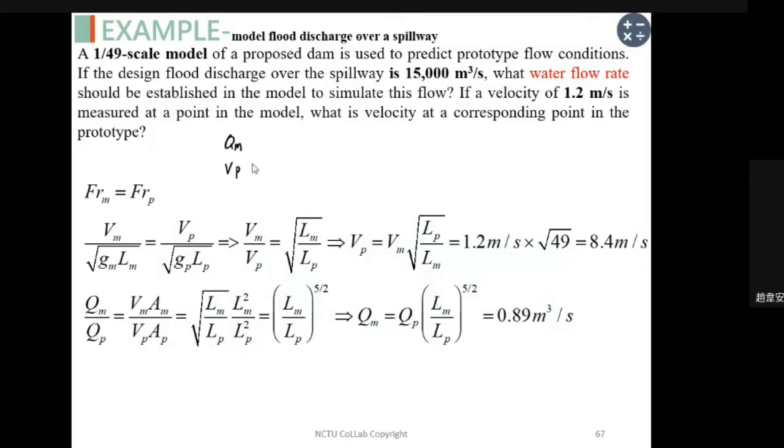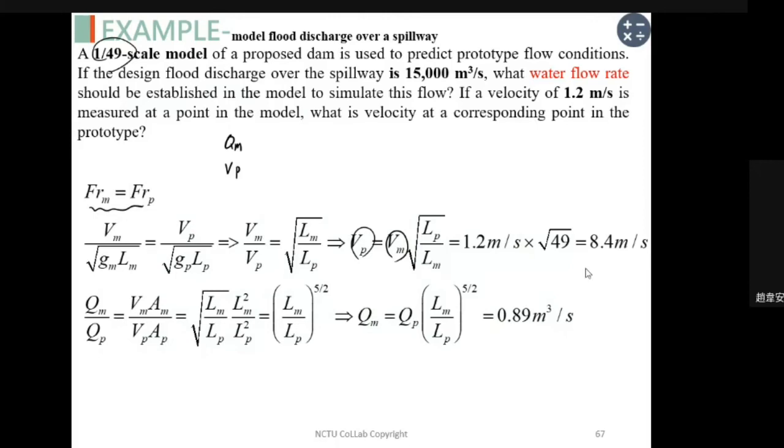Because the problem is for spillway systems, we first use the Froude number balance, and the Froude numbers should be equal between the model and the prototype. We know the velocity in the model, and we know the scale is 49 to 1. So finally, the prototype velocity Vp is equal to 8.4 meters per second.